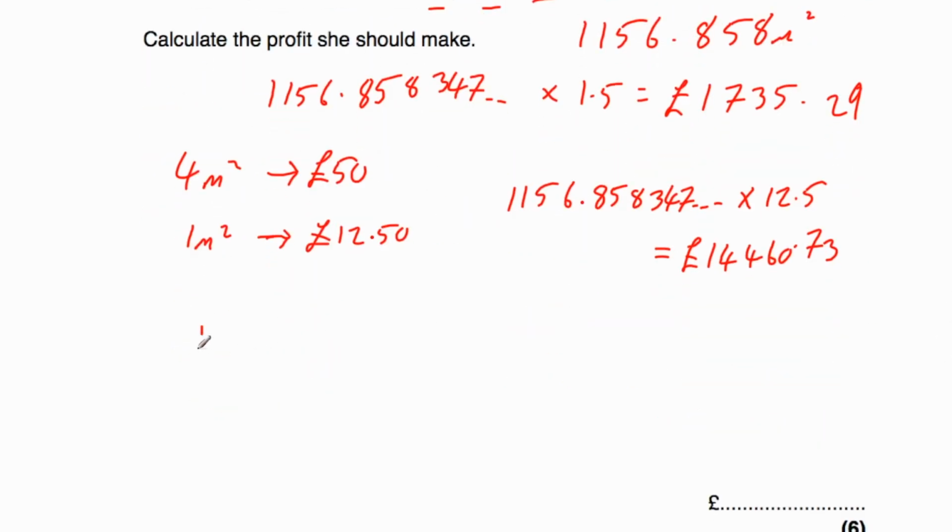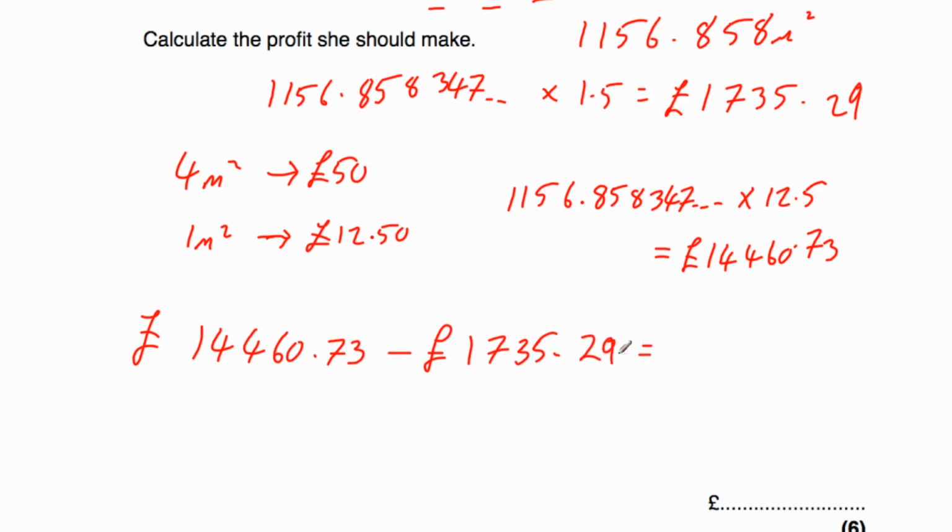So if we do our 14,460 and 73 pence, and we take away £1,735 and 29 pence, that's how much profit she should make. So 14,460.73 take away 1,735.29 is equal to £12,725 and 44 pence. So that's how much profit she should make from selling the crop.